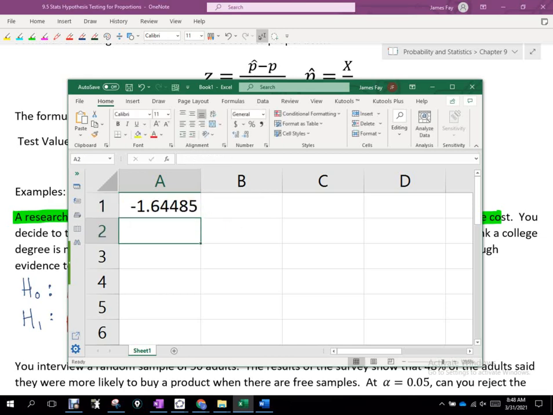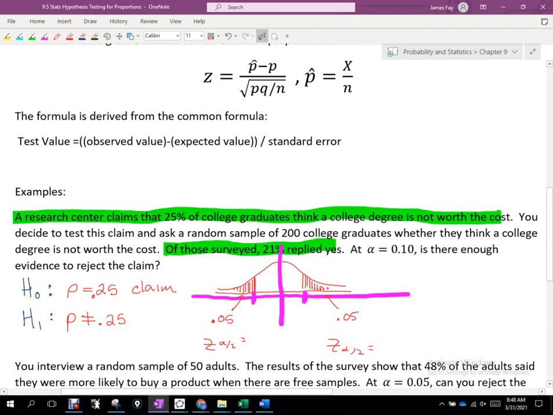That gives me negative 1.64. Negative 1.64. So that value right here is a z-score of negative 1.64. And this one here is a z-score of positive 1.64. Because the curve is symmetric, I don't need to do that norm inverse twice to get the positive 1.64. Is that all right, everybody? Okay, so that's going to be our tool to make our decision.